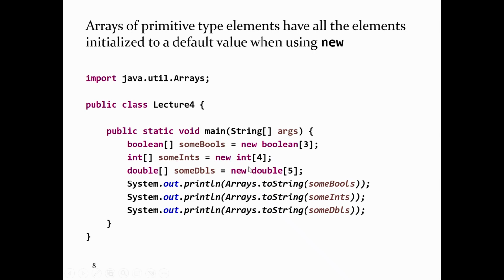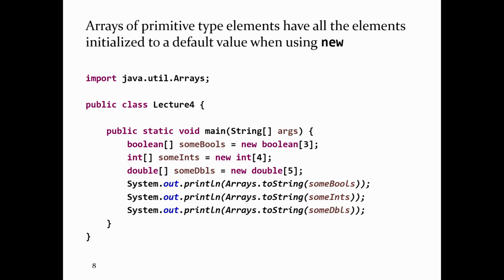Here's some ints. So new int 4. That makes an array of length 4 of ints. All the ints get set to 0. So that's 3 falses. That's 4 zeros. This is 5 0.0s.